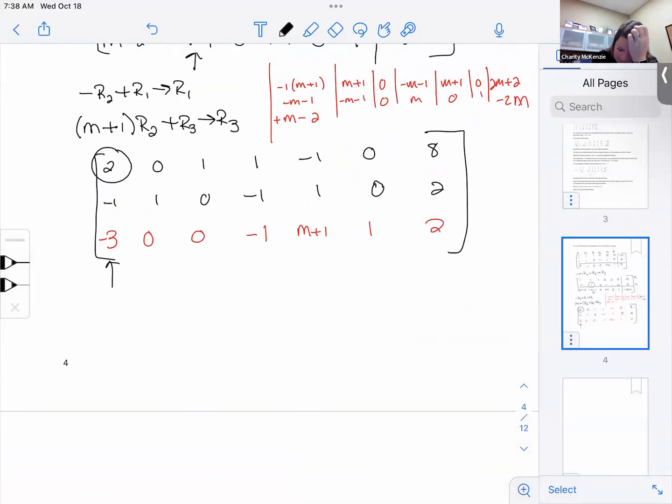Okay, so I'm going to take row 1 and divide it by 2. I squish it over there so I can fit it in. So that becomes 1, 0, 1/2, 1/2, -1/2, 0, 4. Divide everything by 2. And then everything else stayed the same.